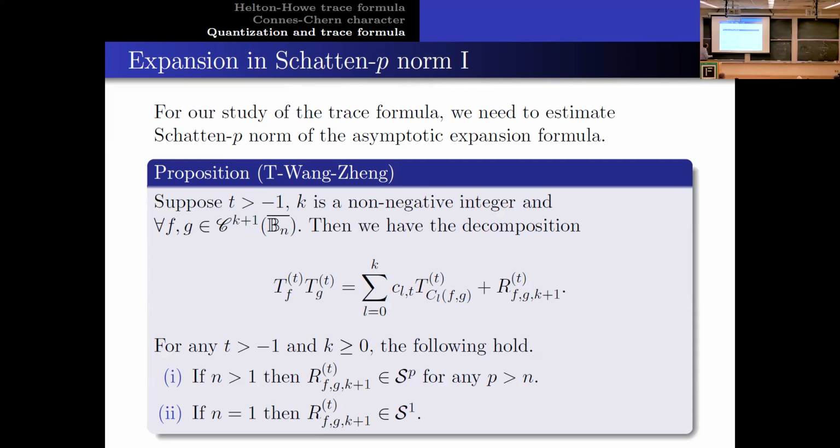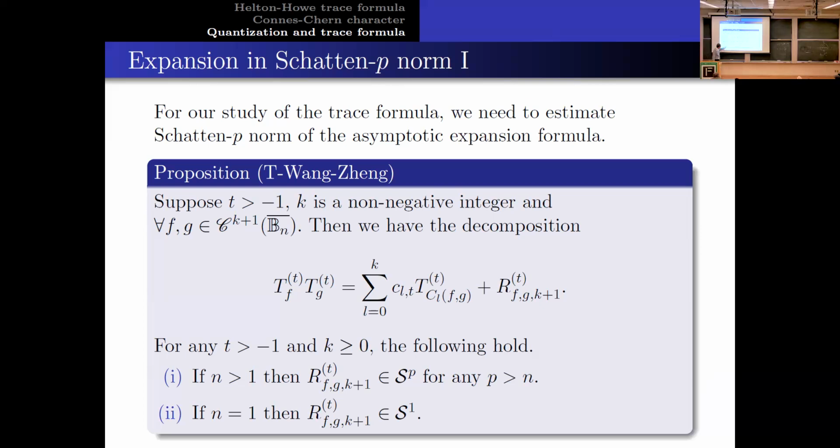So for our later formula, we only need to ask for k to be 1 because we only need this part. Actually, the higher part, the singularity, is nicer, so it actually disappears in the trace. The main information I want to bring you is that there's a difference between n greater than 1 and n equal to 1.